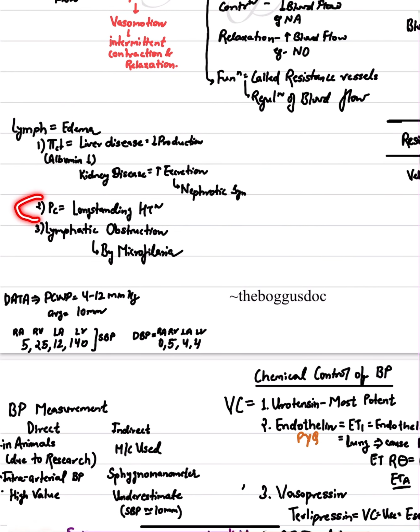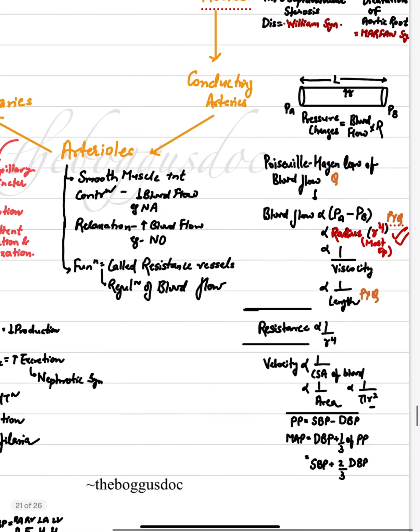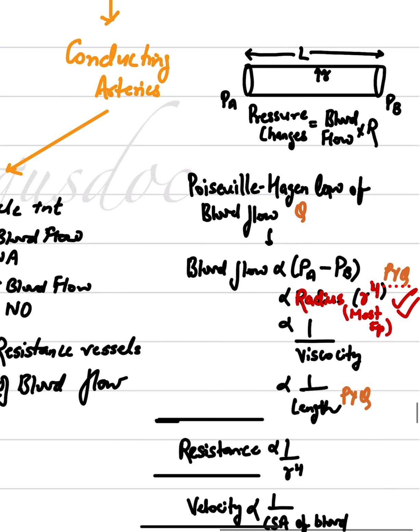So in the capillary pressure, we will see long standing hypertension and lymphatic obstruction. These are the causes of more edema formation, more lymph formation, lymphatic obstruction by microfilaria. Okay, so this is done.